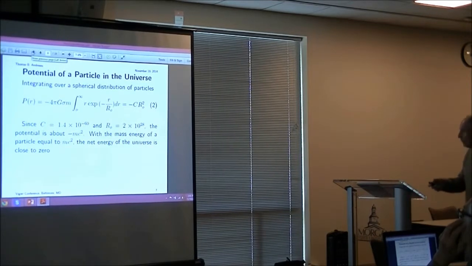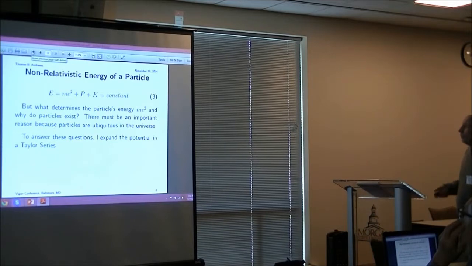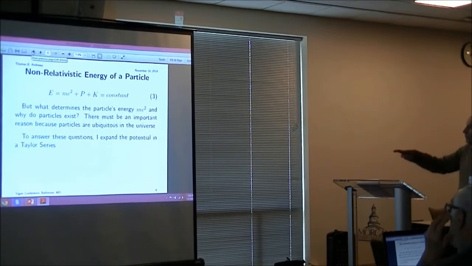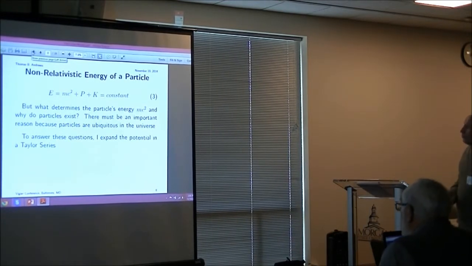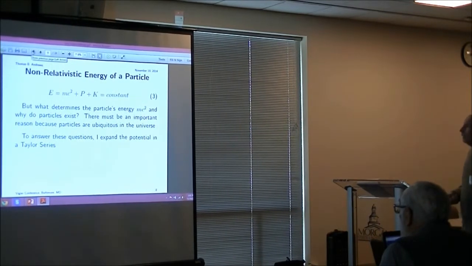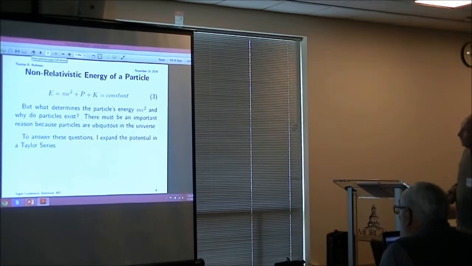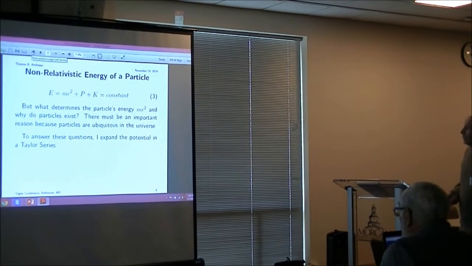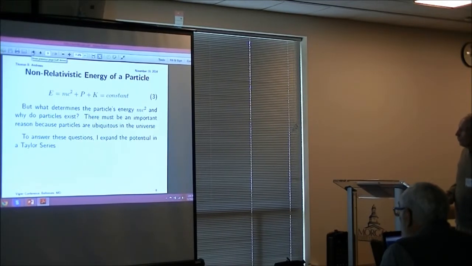So let's go on a little bit further. I'm just showing something that's very well known, the non-relativistic energy of a particle. It's made up of the mc squared, which is the mass energy, the potential, which we just calculated, and kinetic energy. Kinetic energy can be ignored in this because it's very small. And this equals a constant. It's just an equation for the conservation of energy.